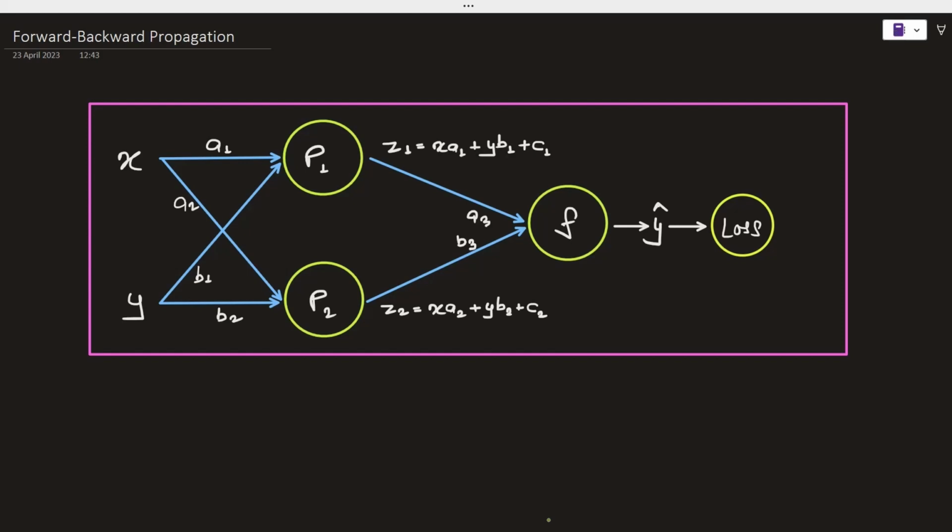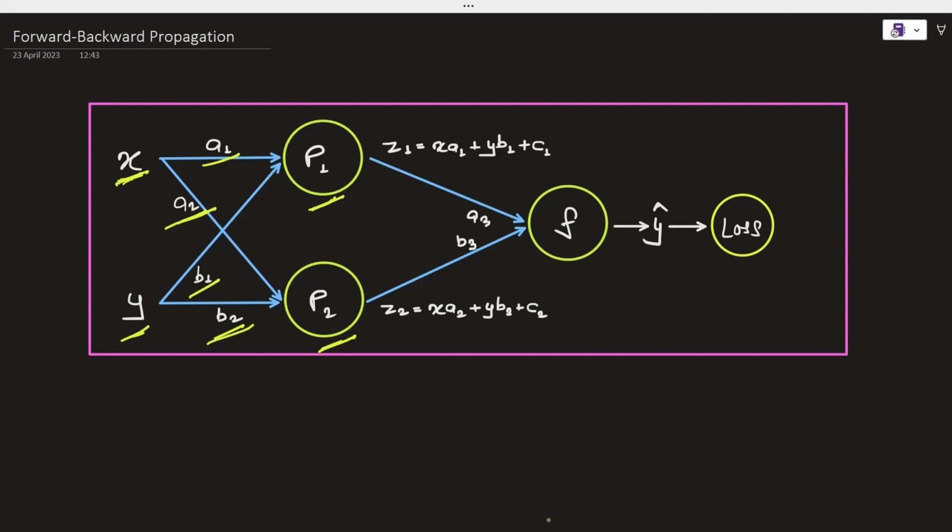As you can see, we have two input features, X and Y, and the journey starts from here. We pass the value of the feature X to the perceptrons P1 and P2 with two respective coefficients, A1 and A2. So the value of X multiplied by A1 goes to the P1 perceptron, and the value of X multiplied by the weight A2 goes to the P2 perceptron. Similarly, the value of feature Y gets fed into the P1 and P2 perceptrons with two weights respectively.